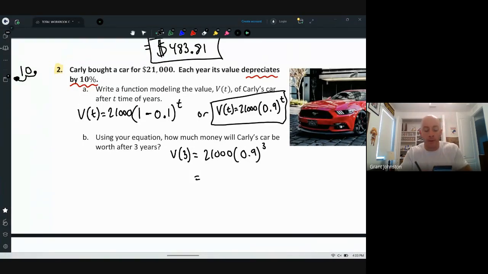0.9 to the power of 3 is 0.729, and then I'm going to multiply that by the 21,000. And I got 15,309. So that's how much the car would be estimated to be worth.